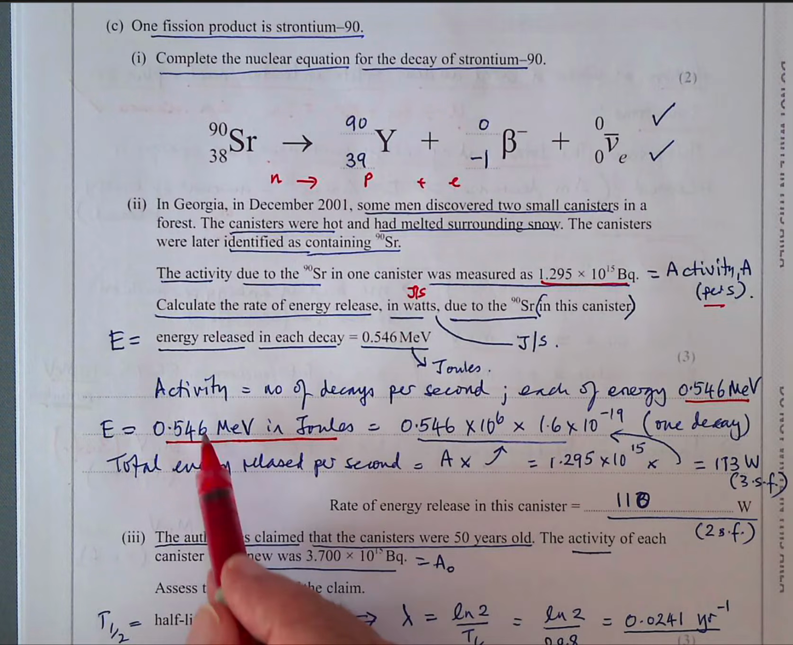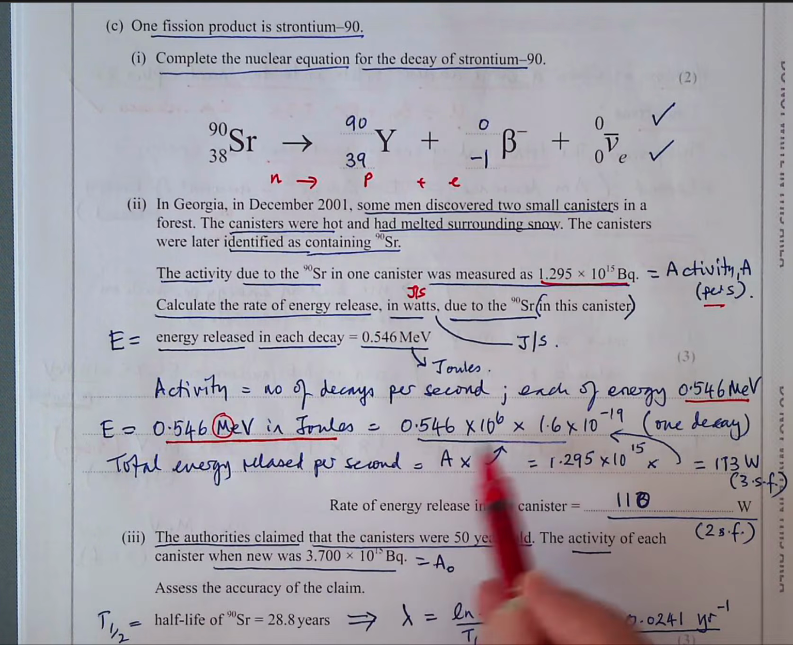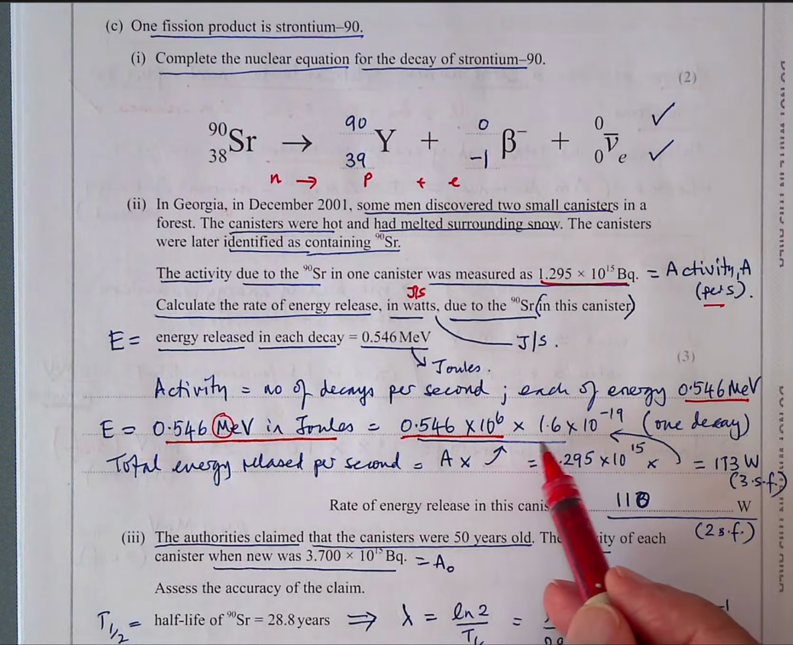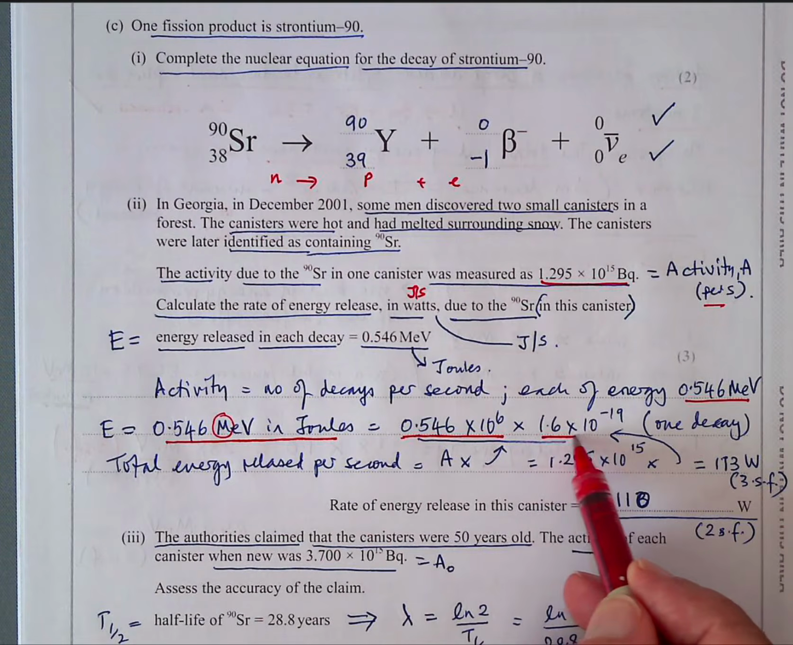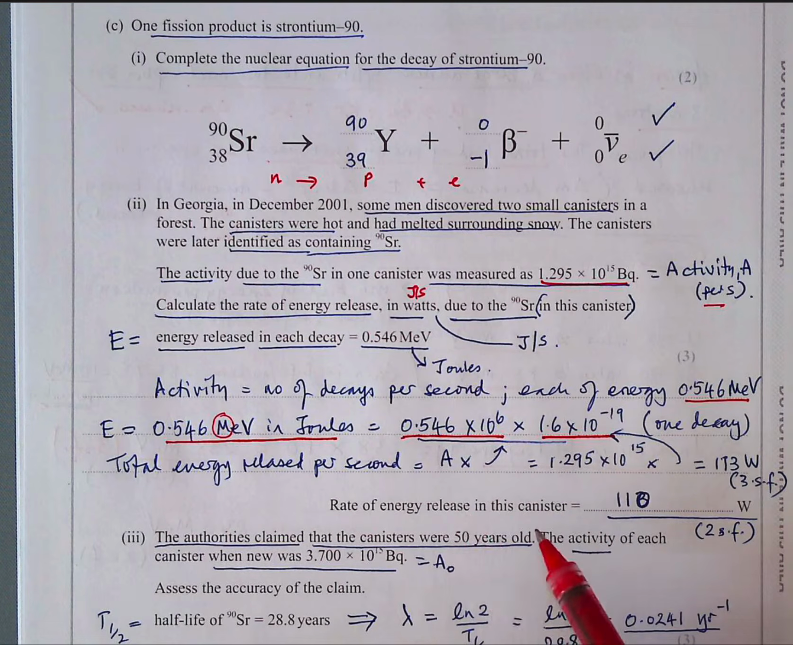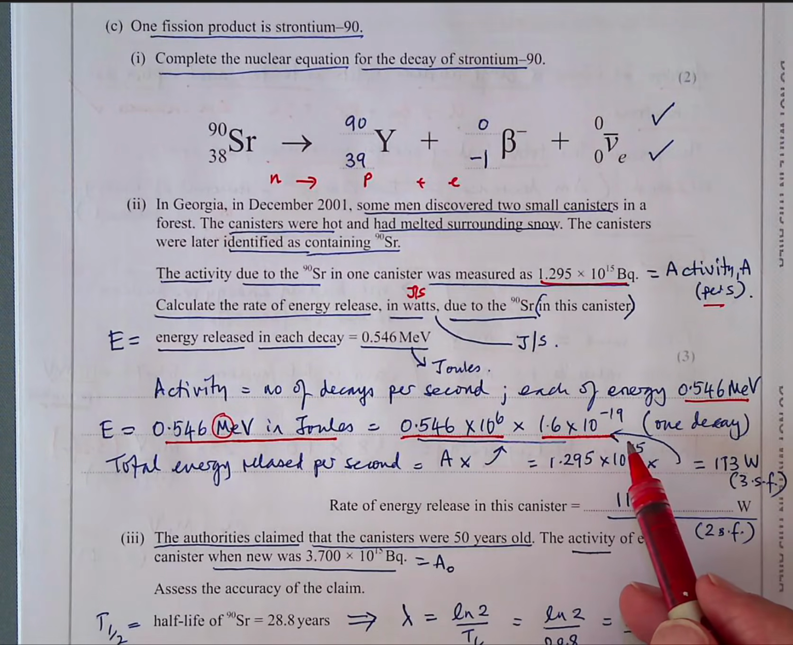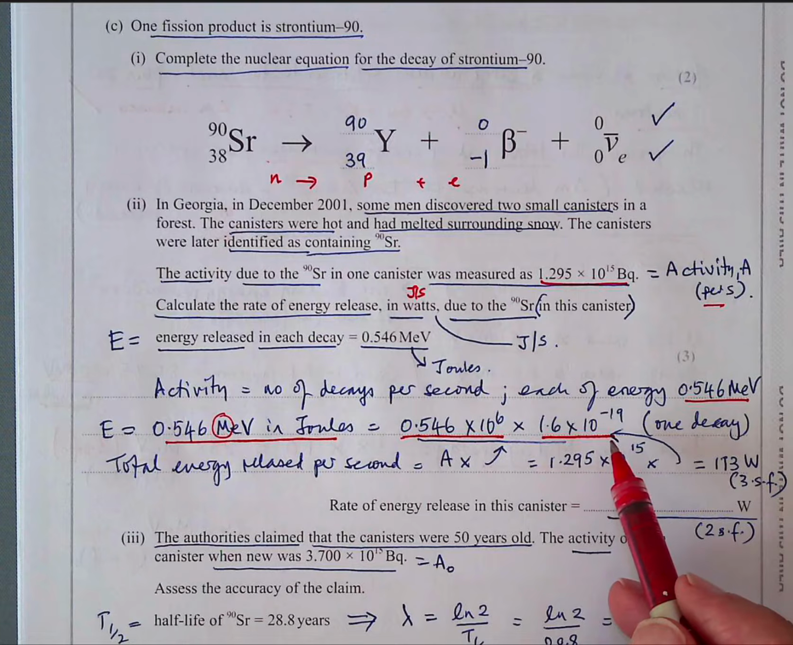To do that, remember mega is 10 to the 6, so it's 0.546 times 10 to the 6 electron volts. To change into joules, you multiply by 1.6 times 10 to the minus 19. Hopefully you now know that. It's a common thing that you need to be asked in most modules.